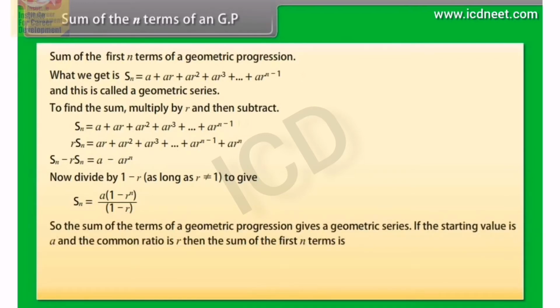So the sum of the terms of a geometric progression gives a geometric series. If the starting value is a and the common ratio is r, then the sum of the first n terms is Sn is equal to a into 1 minus r raised to the power n whole upon 1 minus r, provided that r is not equal to 1.